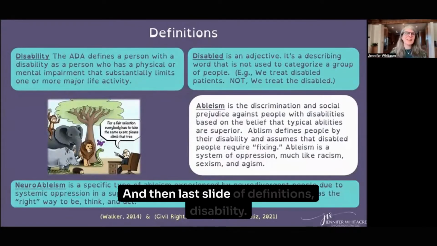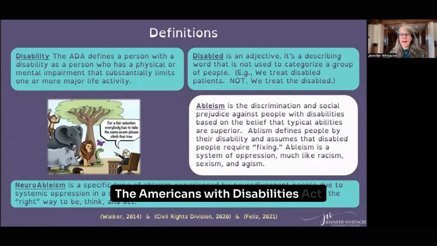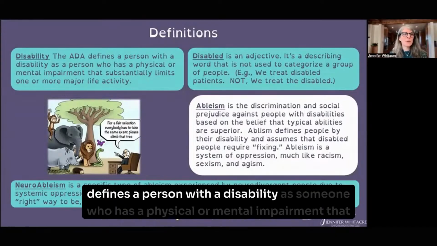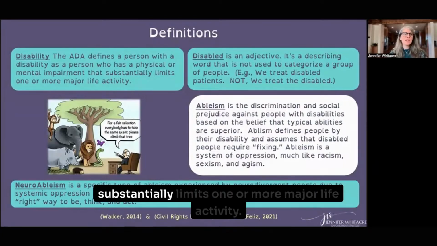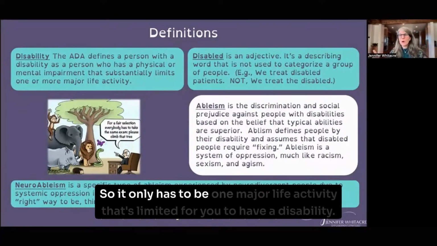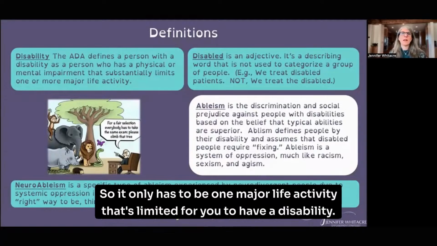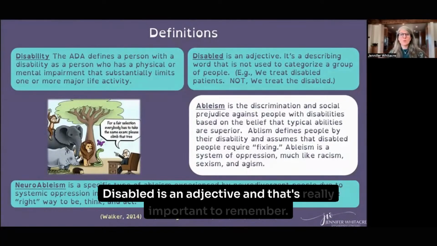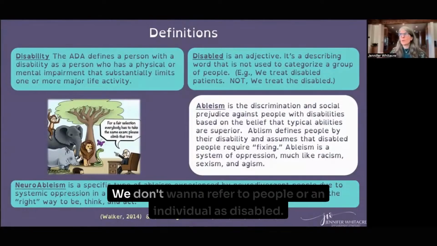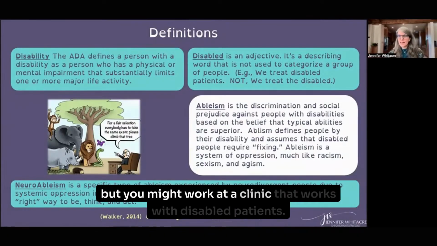And then last slide of definitions, disability. The Americans with Disabilities Act defines a person with a disability as someone who has a physical or mental impairment that substantially limits one or more major life activity. So it only has to be one major life activity that's limited for you to have a disability. Disabled is an adjective, and that's really important to remember. We don't want to refer to people or an individual as disabled, but you might work at a clinic that works with disabled patients.